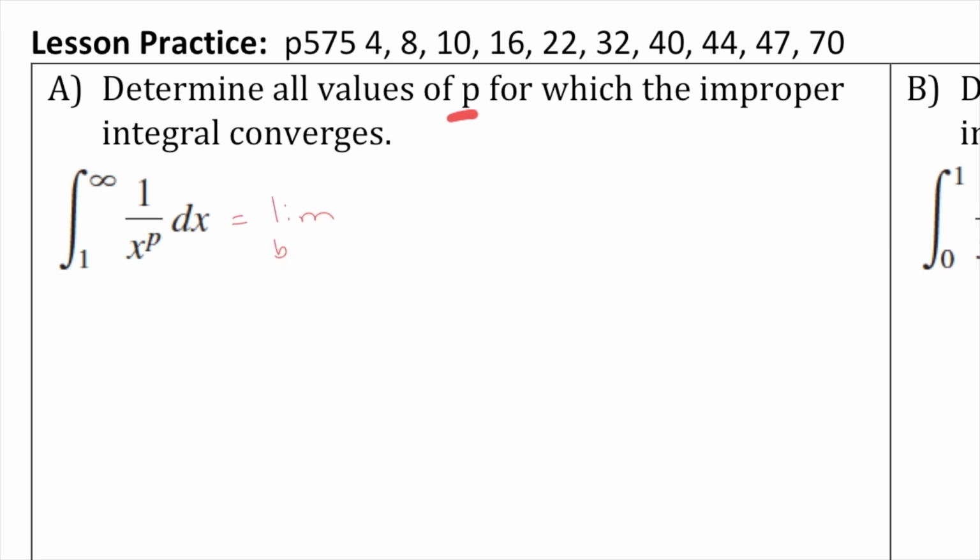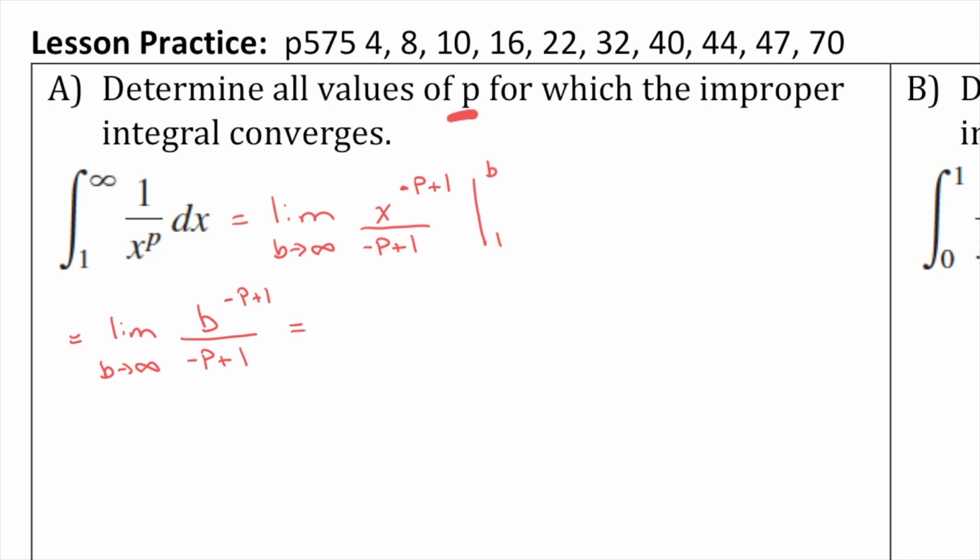We have the limit as b goes to infinity of x to the -p plus 1 divided by -p plus 1. And we want to evaluate this from 1 to b. Do your substitution. Keep your limit as b goes to infinity. We will have b to the -p plus 1 all divided by -p plus 1. Now, as b goes to infinity, what is happening here?